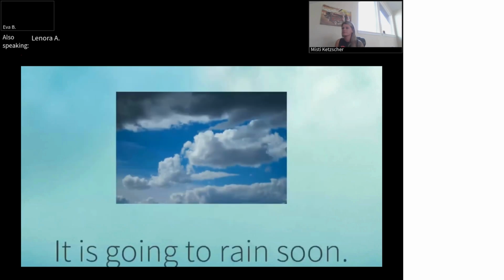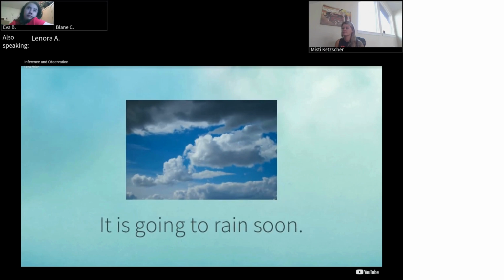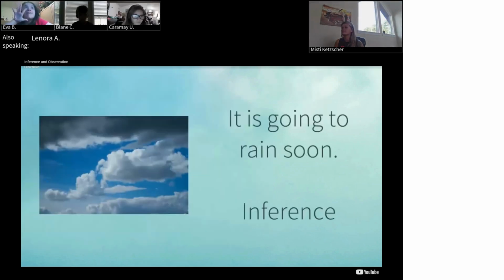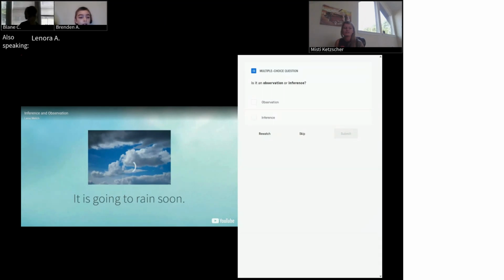Let's try another statement about this same picture. It is going to rain soon. Is that an observation or an inference? All right, guys, what is it? What do we think? Brendan, you haven't had a chance to answer yet. Brendan? Well, kind of observation because the clouds are dark, or is that just the picture? Nope, the clouds are dark. So, but can we prove that it's going to rain? Or using background knowledge? It is, yes.